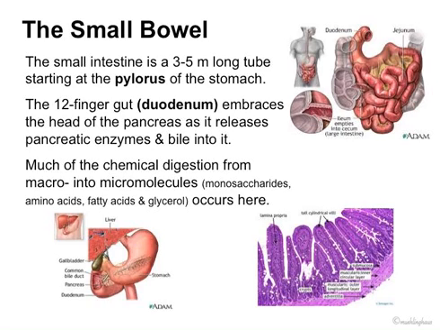So the first phase of the small intestine still concerns itself with chemically digesting macromolecules into microstructures, into monosaccharides, amino acids, and fatty acids. So that's what we do here.